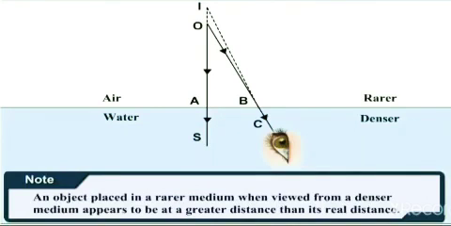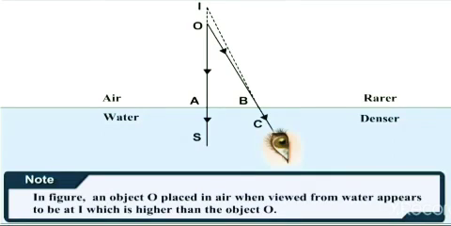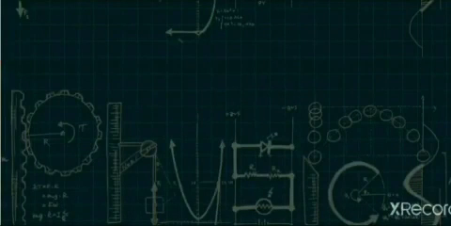Note, an object placed in a rarer medium when viewed from a denser medium appears to be at a greater distance than its real distance. In the figure, an object O placed in air, when viewed from water, appears to be at I, which is higher than the object O.